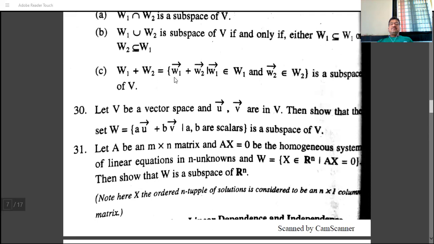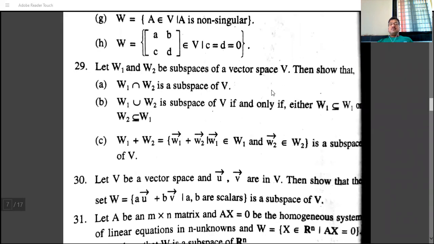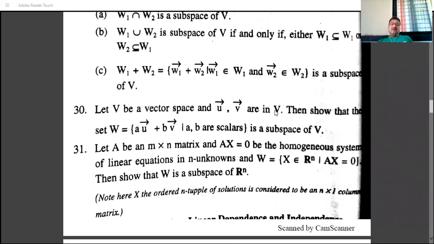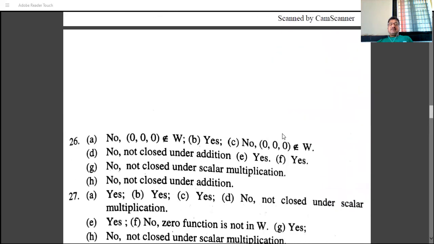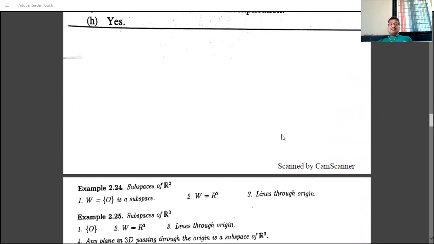So the addition of two subspaces, where W1 and W2 are subspaces of V, is defined like this: W1 plus W2, such that one element comes from W1 and the other from W2, is a subspace of V. So W1 intersection W2 is a subspace of V, and W1 sum W2 too. That is, sum and intersection are subspaces, but the union of two subspaces is not a subspace of V. So note this thing. We will give the answer in the next discussion of this problem. So solve all these problems. Answers are given. These are the answers.